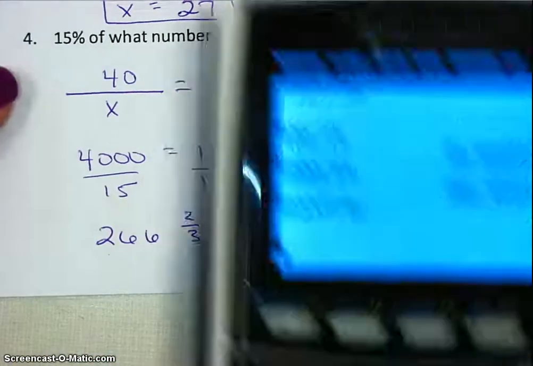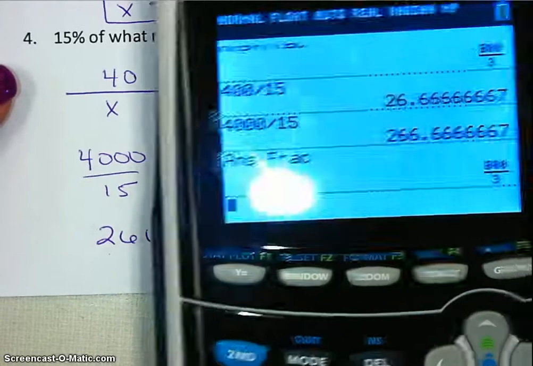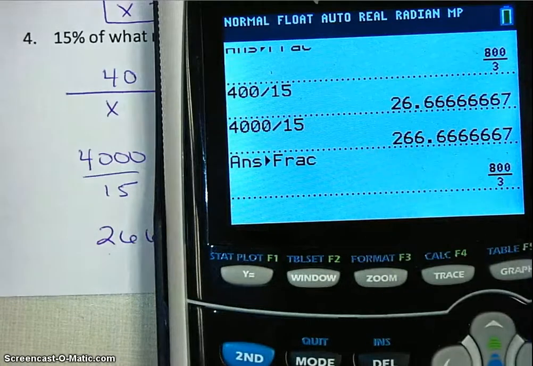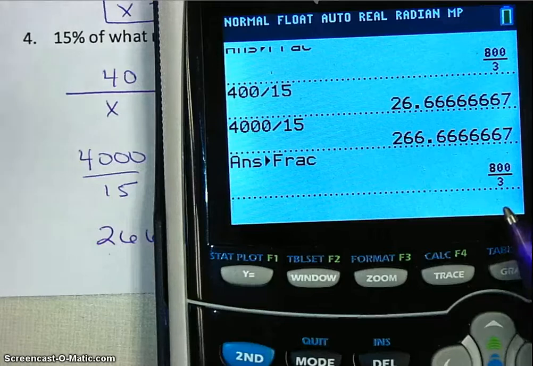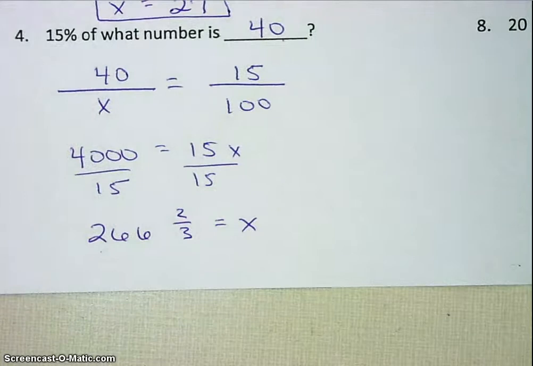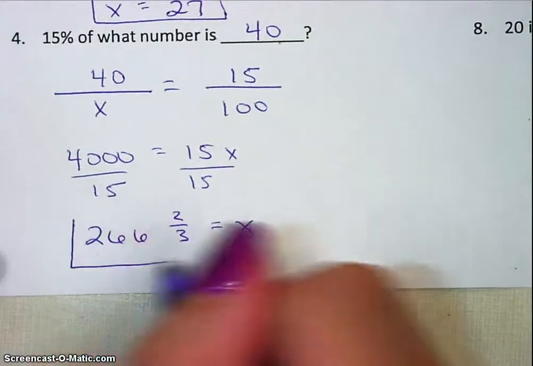Now you'll notice here, I got 266.666 repeating. Don't want to put that unless it tells us to round. This doesn't tell us to round, so we go ahead and give the fraction 800 over 3, although 266 and 2/3 is a little bit better of an answer. And we're done.